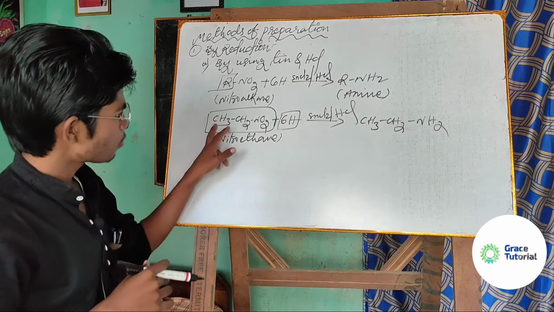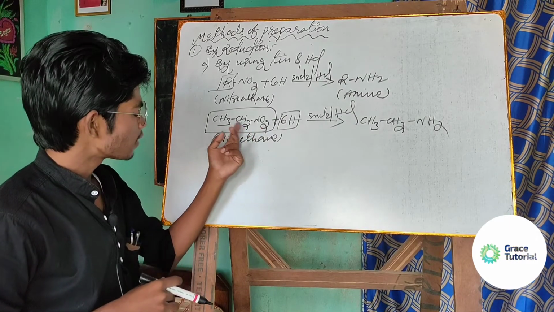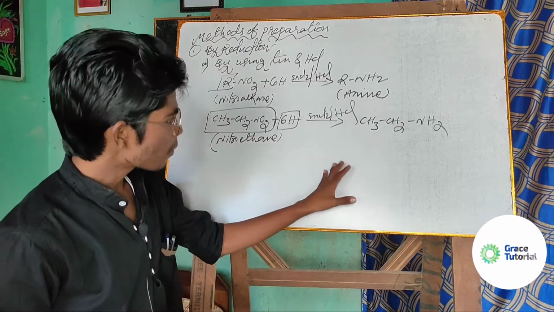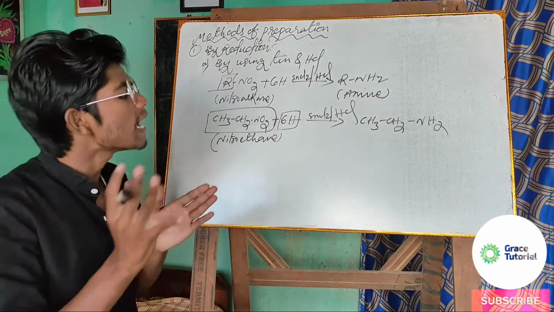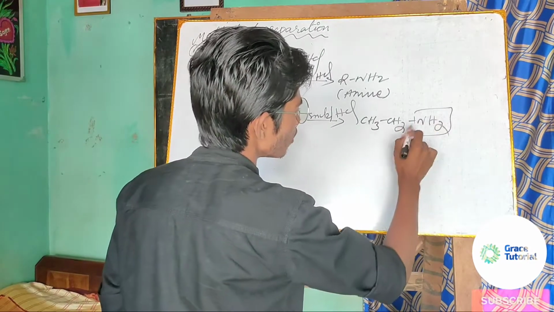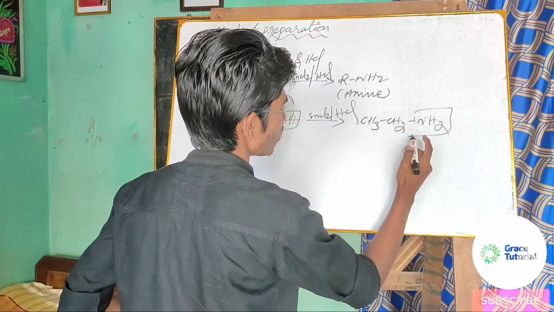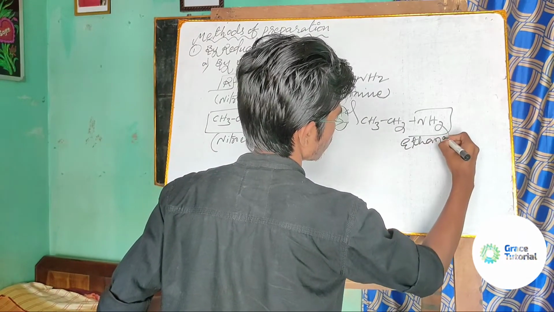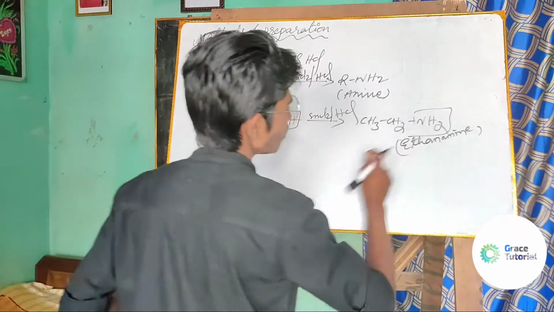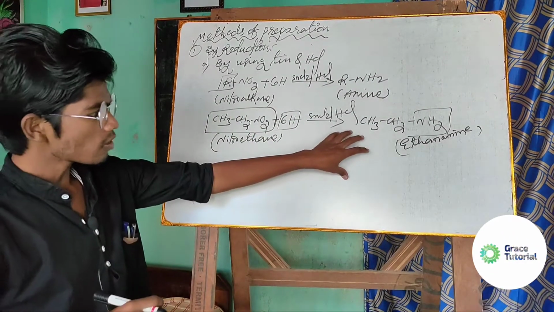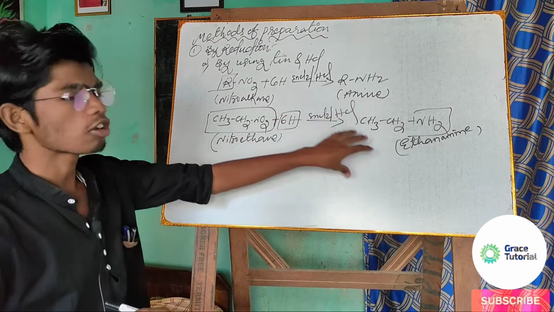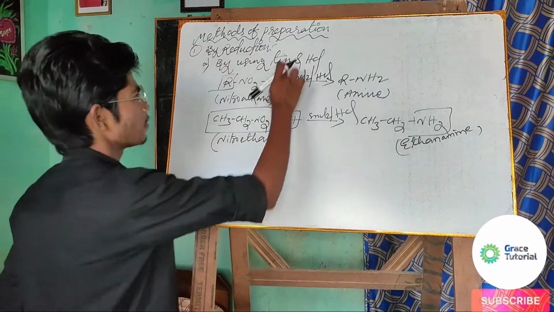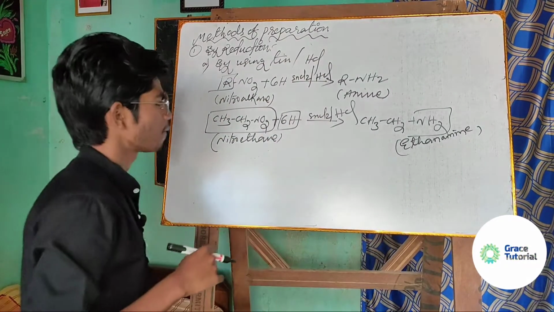Look at here, nitroethane has been taken. That means this is ethyl, and this nitro group is attached to the ethyl group. That's why it is nitroethane. And what happened here? This nitro group will be eliminated and the amine group will be added here. As a result, CH3CH2NH2, that is ethanamine, is obtained. So this is the first reduction method of preparation of amines by using tin or HCl.